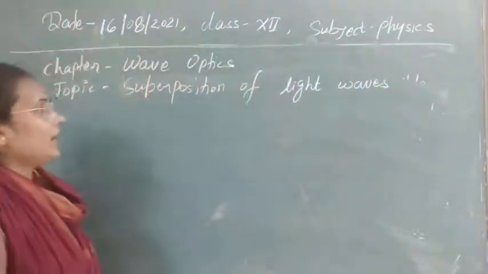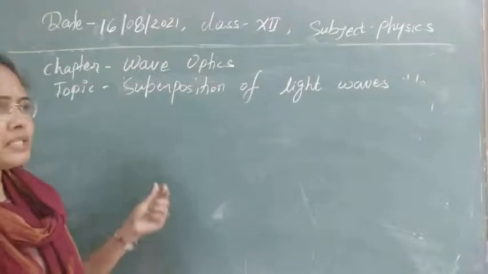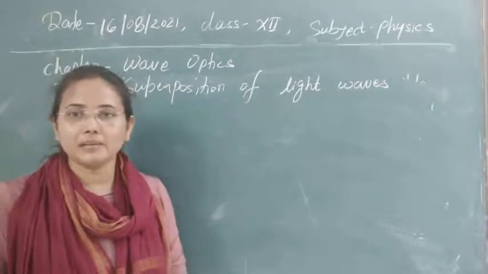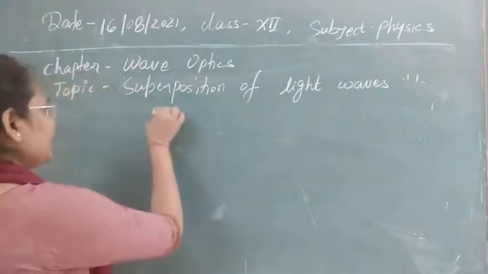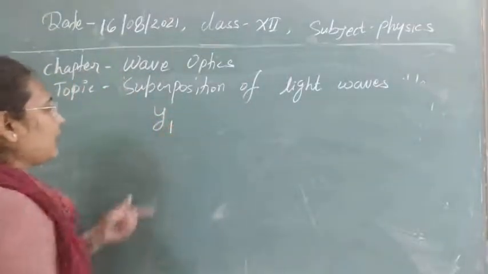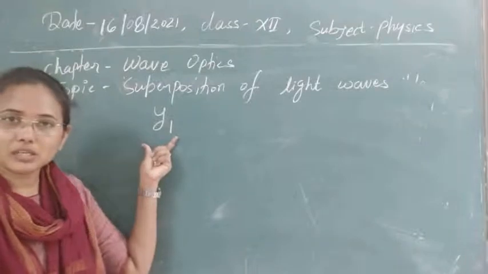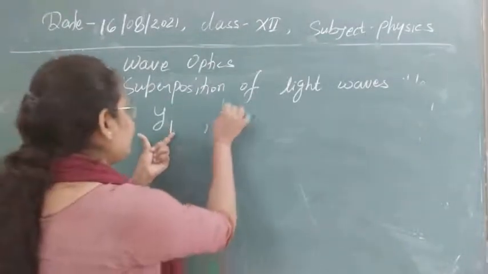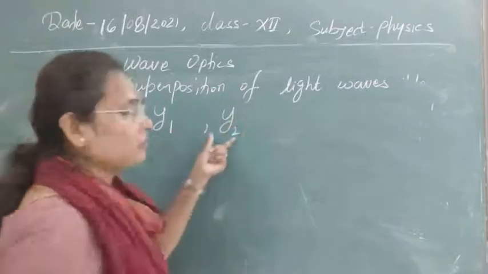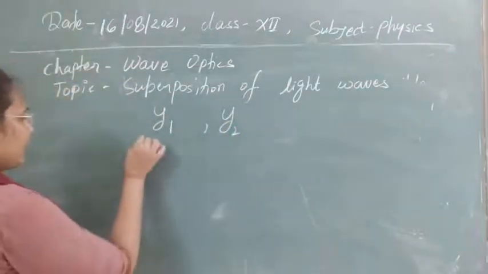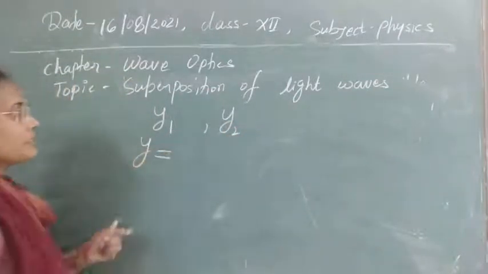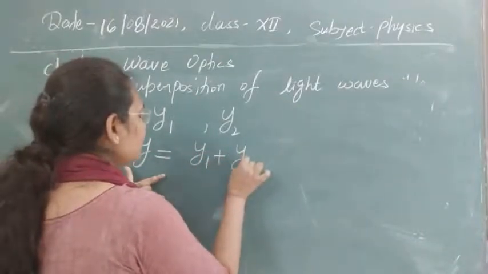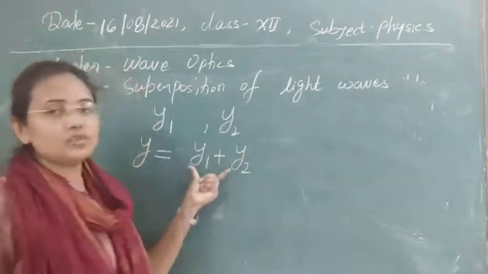So if we have a number of light waves traveling, suppose for example two light waves, and one light wave's displacement with time is y1, and for the second one it is y2. Then, using the superposition principle, the resultant of these two should be equal to the algebraic sum of these two displacements.